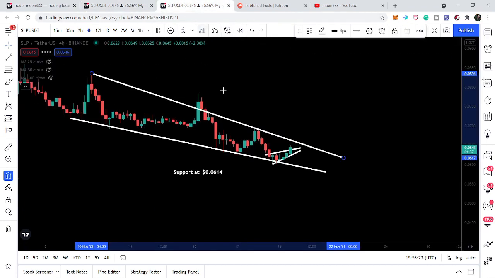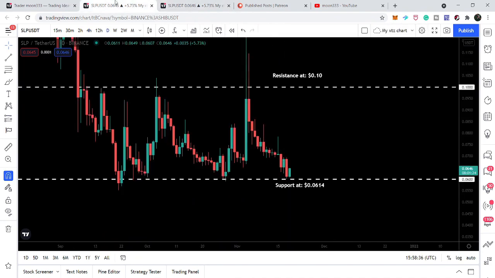And I believe that after breaking out from this rising wedge, this pattern can trigger the next breakout from this falling wedge pattern. And once the price line will be out of this resistance of the falling wedge, then it can also trigger the next breakout, that is 10 cents. So this was the update so far.